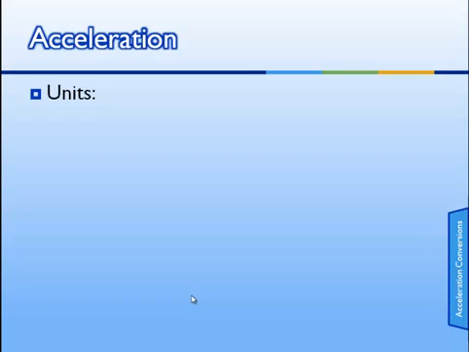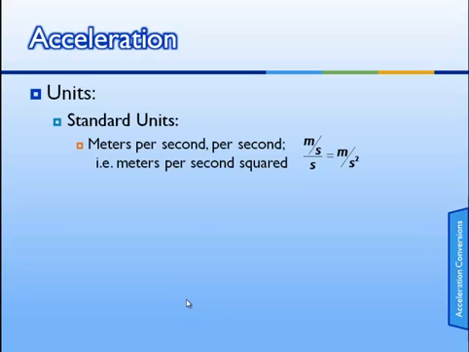Now let's talk about the units of acceleration. Since acceleration is a velocity over a time, its units should have velocity units on top over time units. Velocity units are meters per second, and time units are seconds, and so the standard unit is meters per second per second. Unfortunately, meters per second per second is kind of an ugly unit with a fraction on top of a fraction.